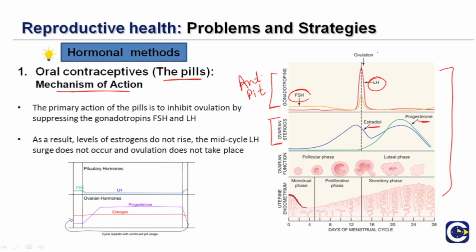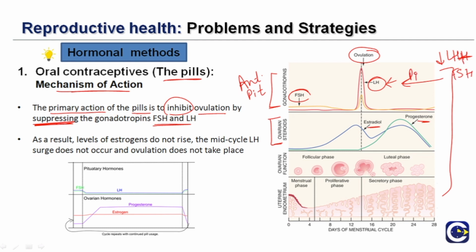So what happens during ovulation? During ovulation there is a peak of LH and concomitantly there is also an increase in the level of estradiol, which basically makes the whole system susceptible to pregnancy. However, what do these pills do? The primary action of the pills is to inhibit ovulation by suppressing the gonadotropins FSH and LH. So basically the pills will suppress LH plus FSH.